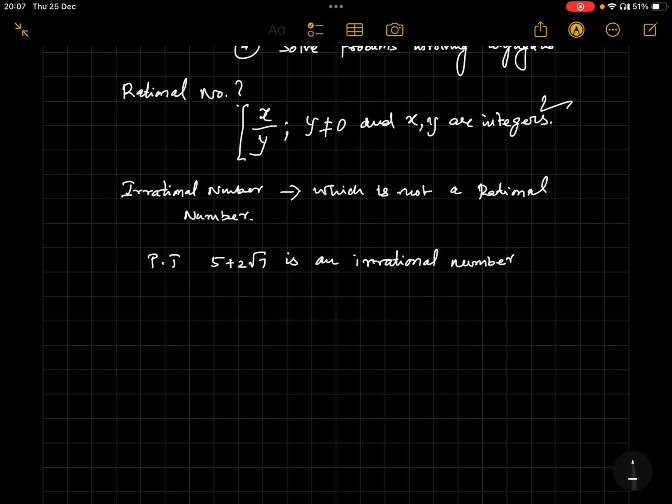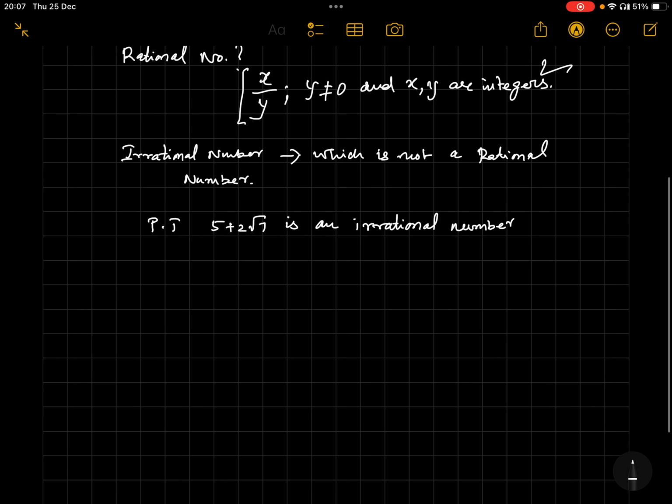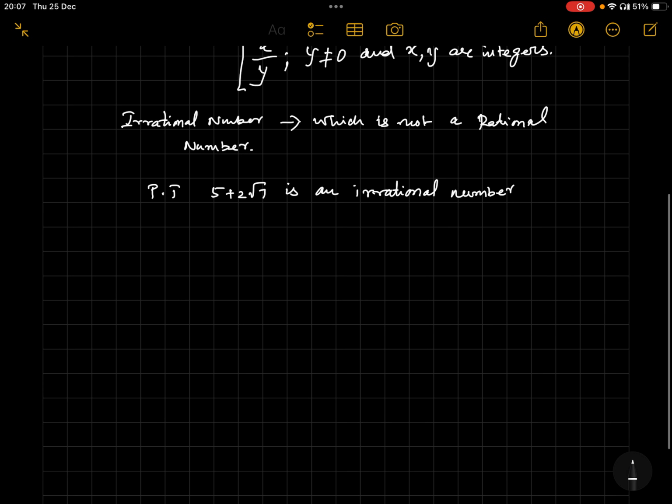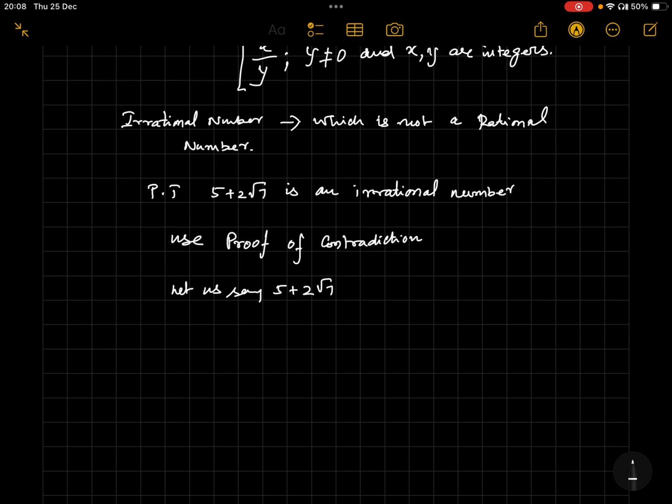For the 10th class board exam, this question invariably appears, so try to practice more and more of this problem and see how to prove it. We will use proof by contradiction. What is proof by contradiction? Let's say 5 plus 2 root 7 is a rational number.